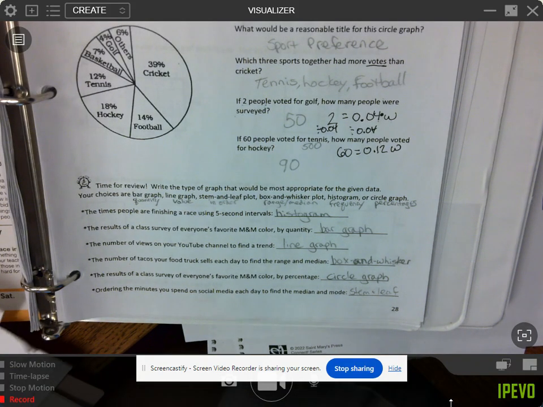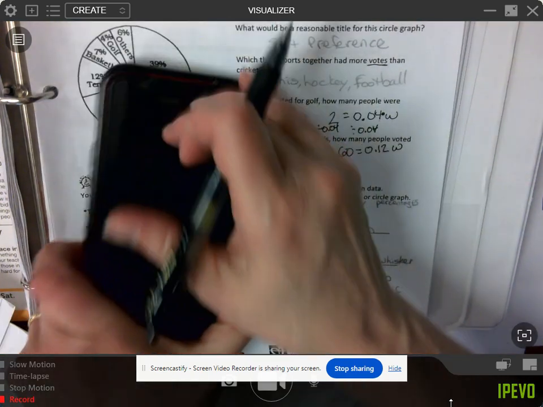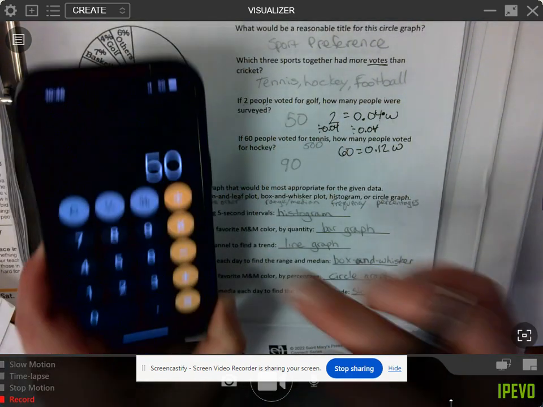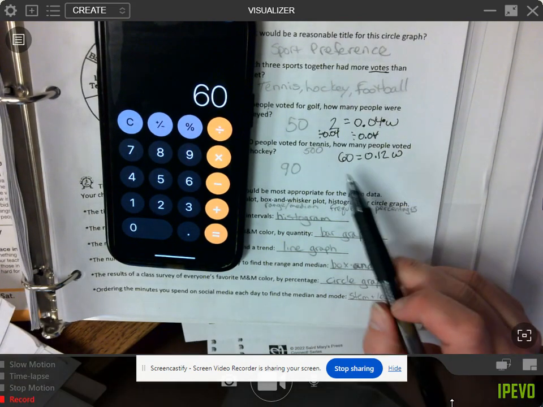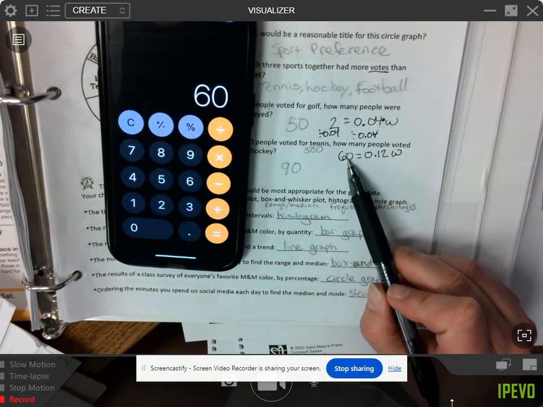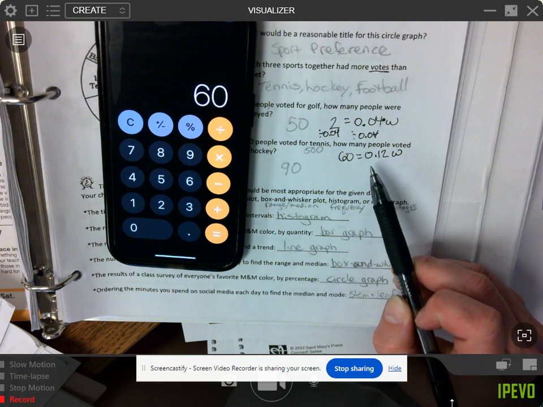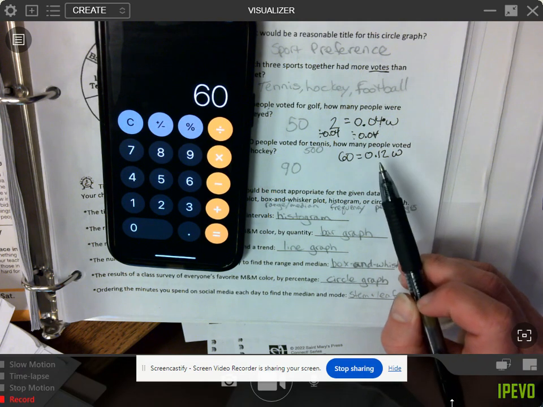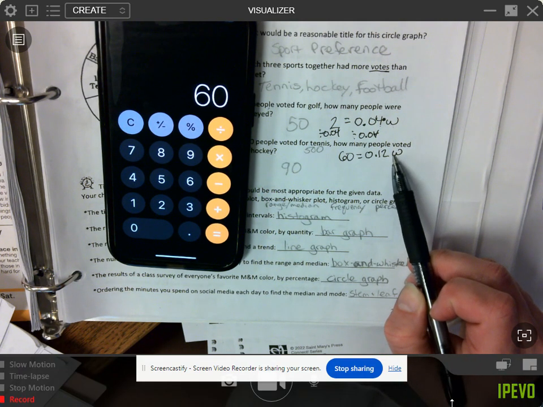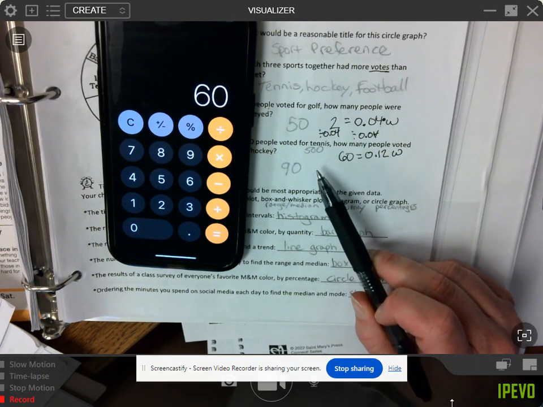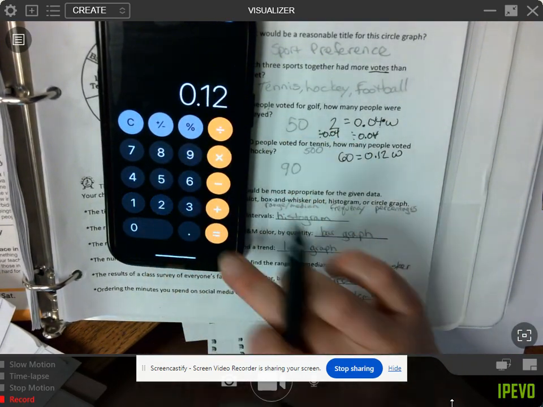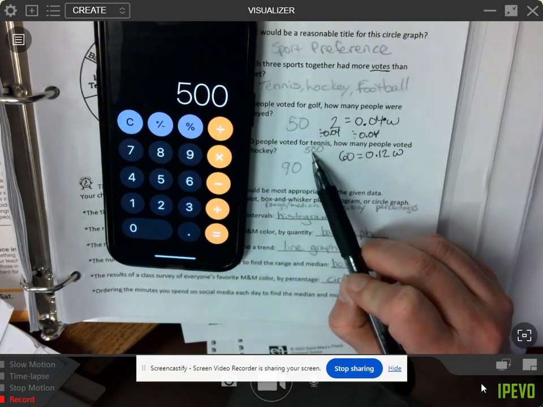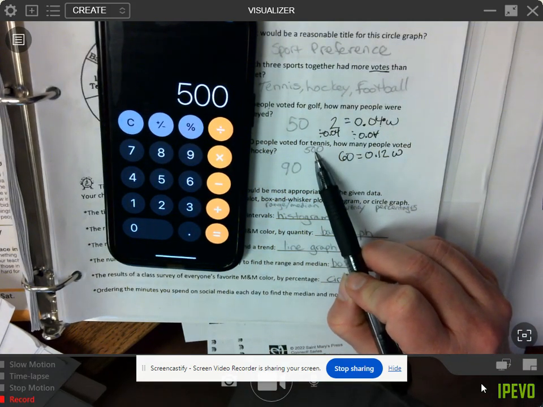So I'm going to do that math again. And we're going to say 60, what do I have to do with my 60? Divided by, you're right, divided by 0.12. Because I want to get the W by itself, so I do my opposite operation. So I have 60 divided by 0.12. That gets me 500 people altogether were surveyed.